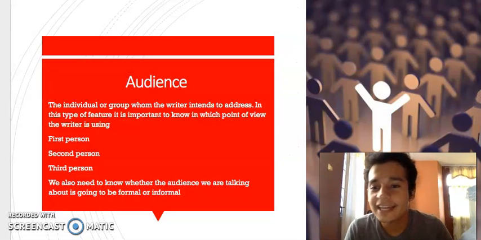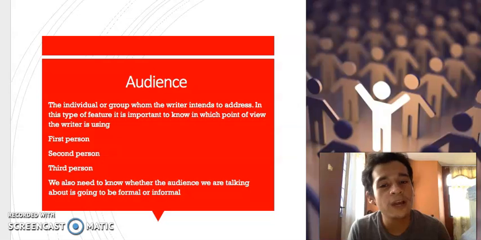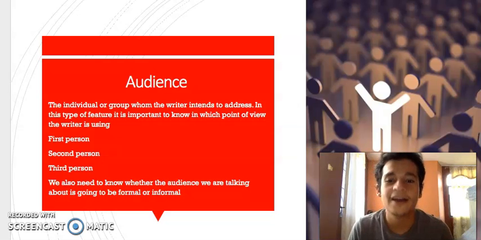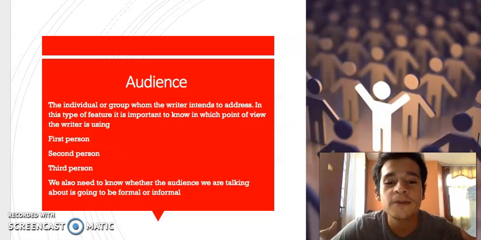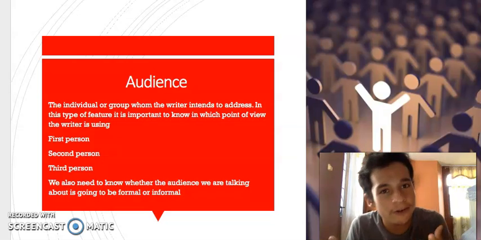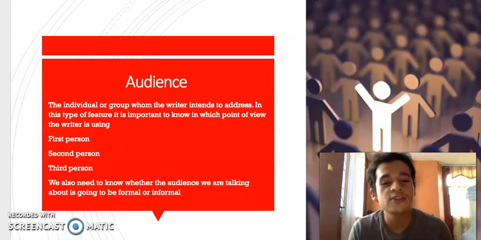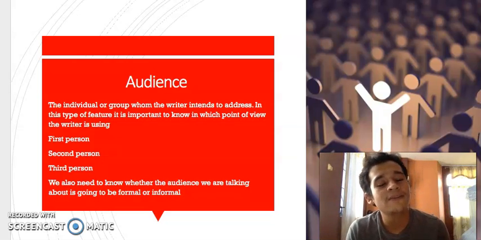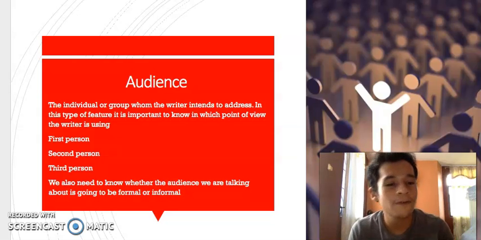Now, the second feature of good writing is audience. Audience is the individual or group of people that the writer intends to address. And this type of feature is important to know in which point of view the writer is using. The writer usually uses three different types of points of view. The first is the first person point of view.